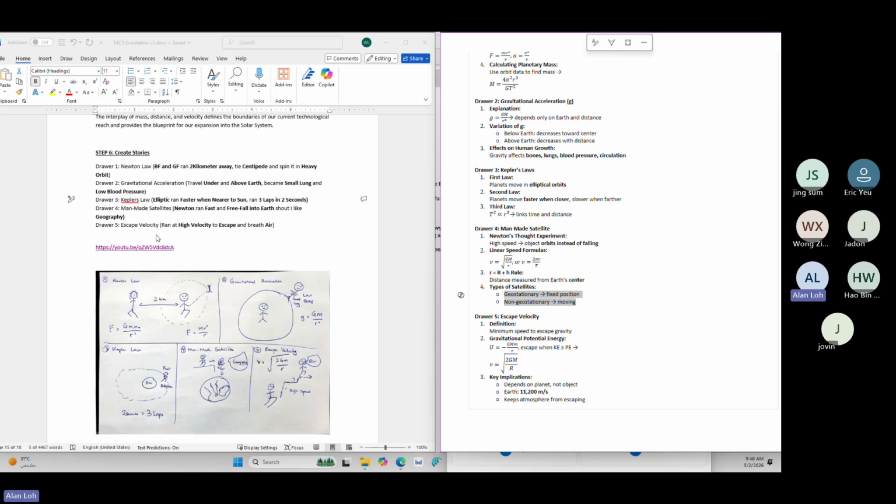So escape velocity: whoever ran at high velocity to escape, and then breathes air. This explains the escape velocity. You have to run very fast, and then you are able to escape. Then you breathe air. The air represents the atmosphere, so all the air molecules that are captured in the atmosphere within the Earth. So this is how I ran fast, up and horizontal, then I breathe air, right? So let's watch the YouTube video to help you remember the story.